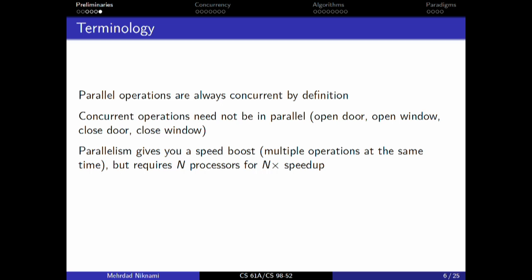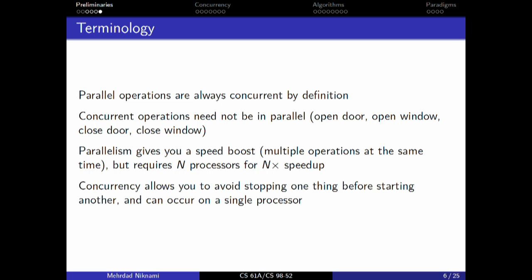Parallelism does give you a speed boost because you do multiple things at once, so your tasks finish faster. But concurrency doesn't do that. All it does is let you start something before you finish something else, which is also useful because if you're starting a program on your computer, you don't want to have to close all the other programs, right? You want to be able to multitask. That's concurrency. But you can have concurrency on one processor. You don't need multiple processors. Questions so far? No? Okay.